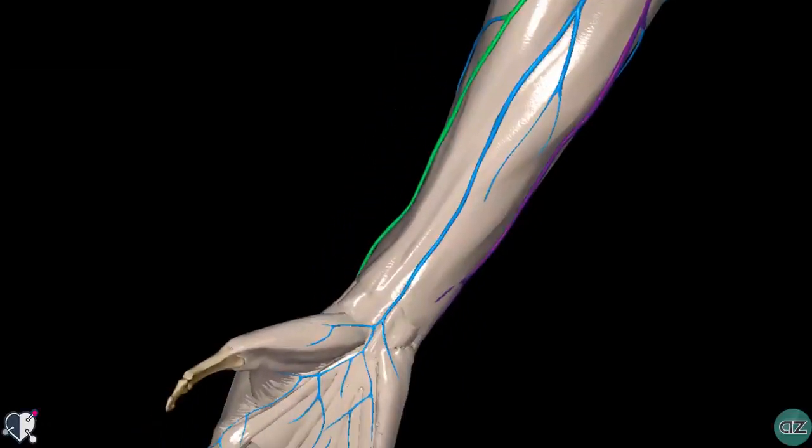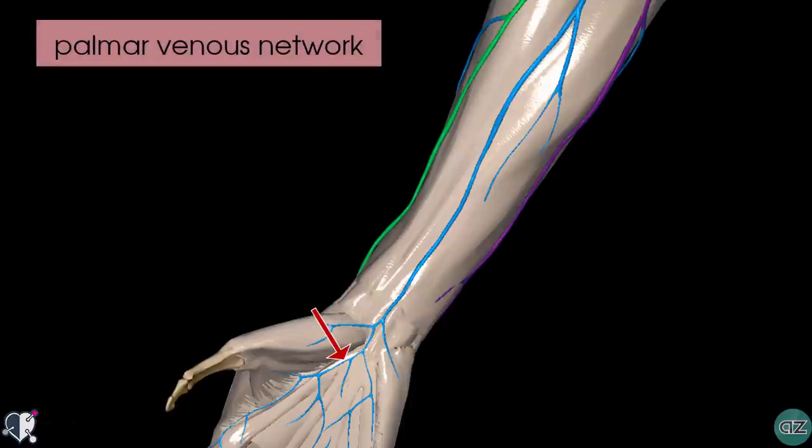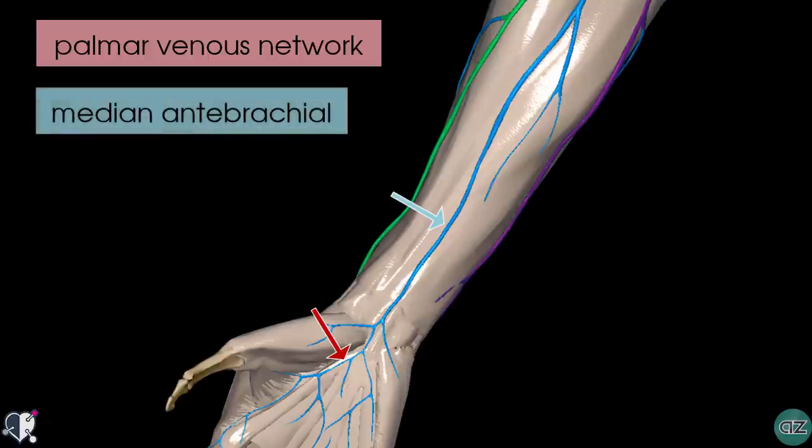So if we look distally again, we can see this venous network on the palm of the hand. This is the palmar venous network, and it's drained by this vein which runs down the midline of the forearm. This is the median antebrachial vein. So median, middle, ante in front of, brachial referring to the arm. So it's the median antebrachial vein.